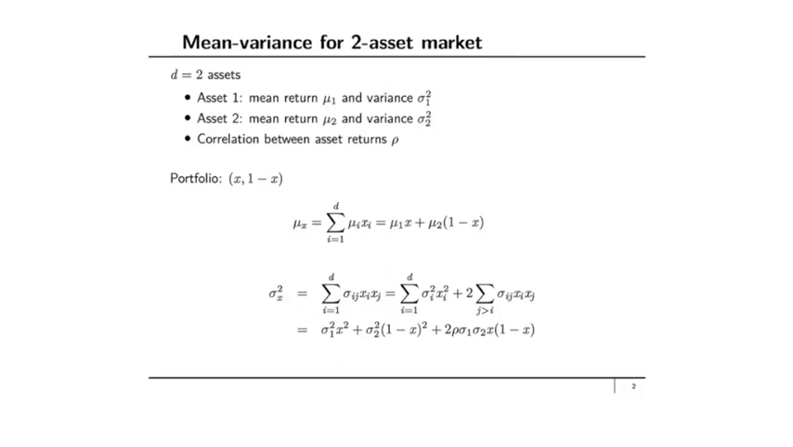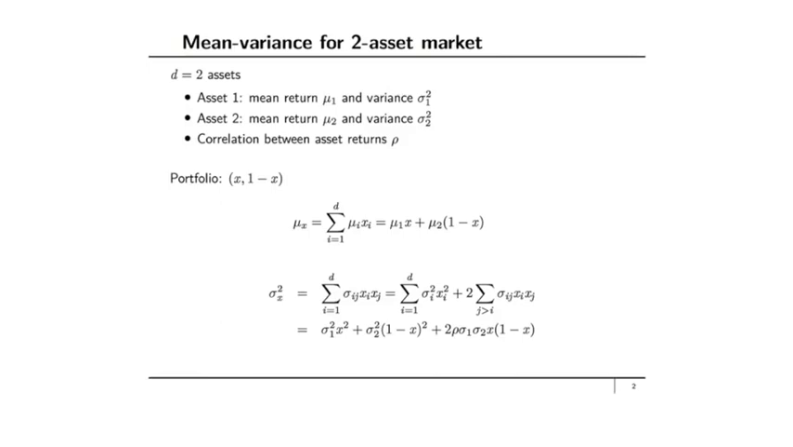So here's my problem. I want to do mean variance optimal portfolio selection for a 2-asset market. Asset 1 has mean return mu1, it has variance sigma 1 squared. Asset 2 has mean return mu2 and variance sigma 2 squared, and the correlation between the 2 assets is rho.